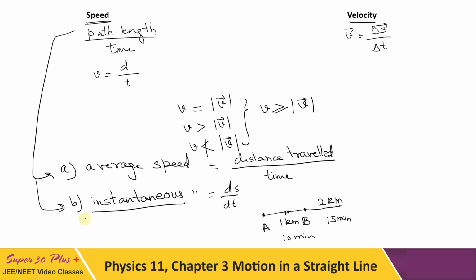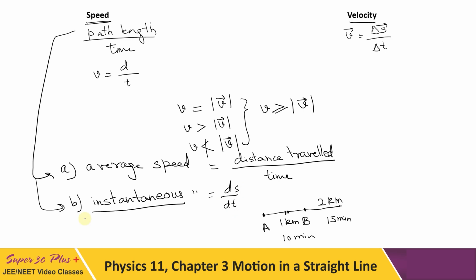Average speed is total distance traveled upon time. It has to do with the start of the journey and the end of the journey, whereas the instantaneous speed is concerned only with a particular instant. So this is the difference between average speed and instantaneous speed.